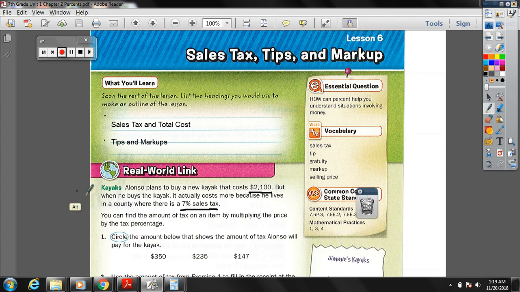And this next sentence right here is one I encourage that you star. Because if we star it, it is something that we can go back and look at again. We can find the amount of tax on an item by multiplying the price by the tax percentage. Very important information to know. So, we look at number 1. Circle the amount below that shows the amount of tax Alonzo will pay for the kayak.